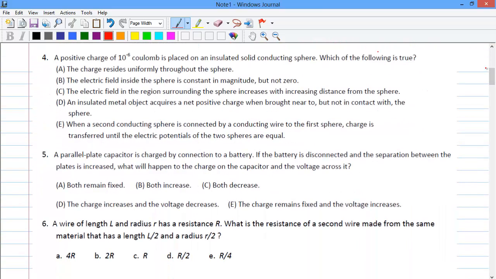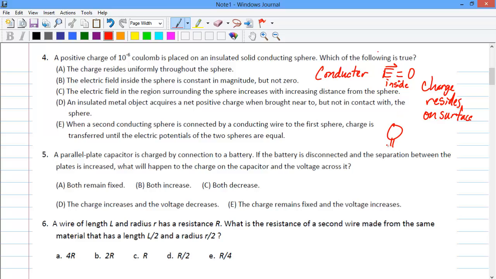A positive charge of 10 to the negative 6 coulomb is placed on an insulated solid conducting sphere. Which of the following is true? We know when we have a conductor, the electric field is 0 inside. And we also know that the charge resides on the surface. Another thing that we know is if we hook up two conductors and we let them touch, they're going to share the charge because it's like having one object, so they're going to share the charge.